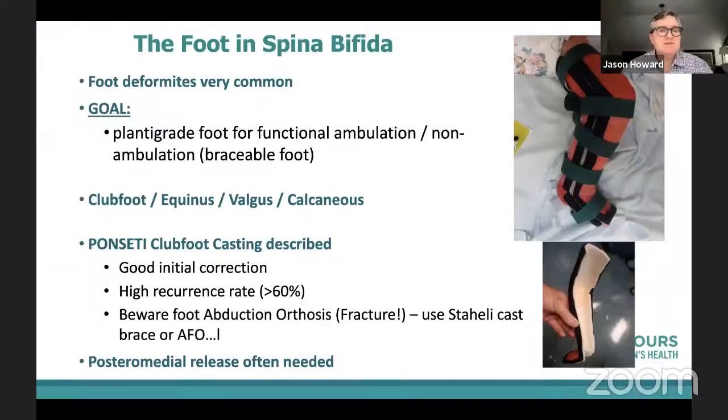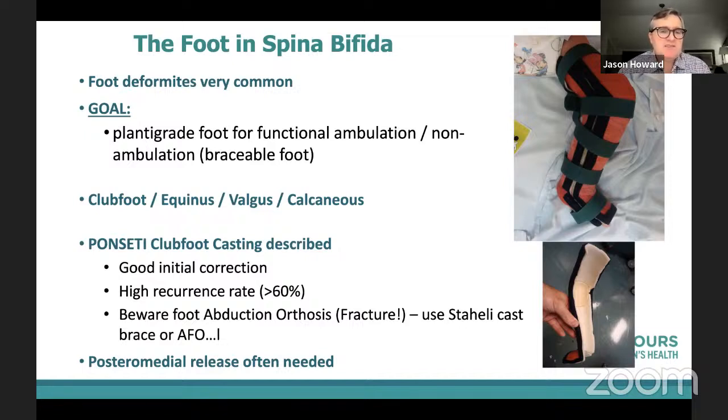All right. So spina bifida, or myelomeningocele, is not talked about as much these days, but it's still in our practices. We have a dedicated spina bifida clinic at DuPont, which has about 150 to 200 kids in it, which doesn't seem like a lot, but they take up a lot of resources. Foot deformities are very common in spina bifida, but the goal for these kids is really a plantigrade foot, which is flexible and braceable, whether they're ambulatory or non-ambulatory.